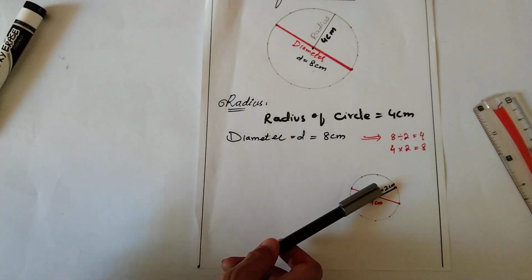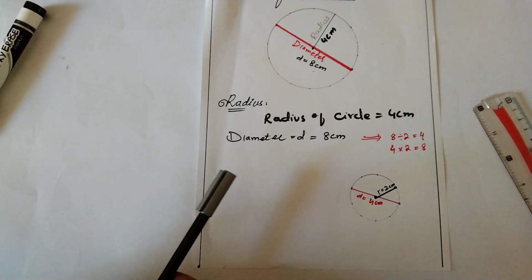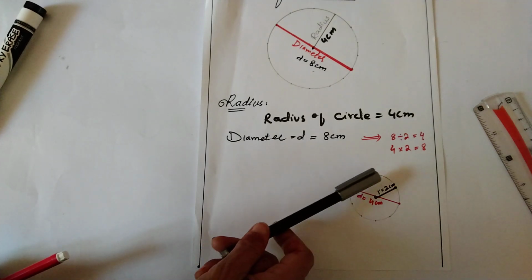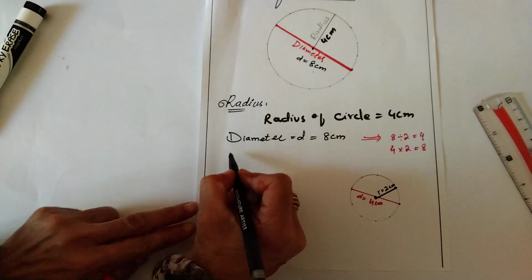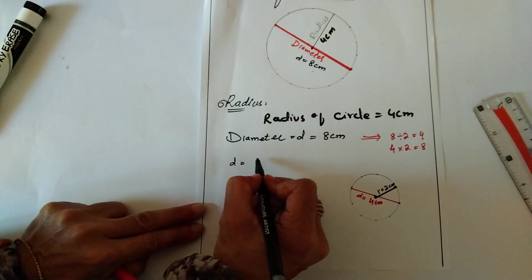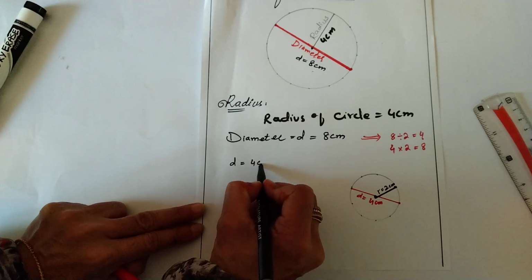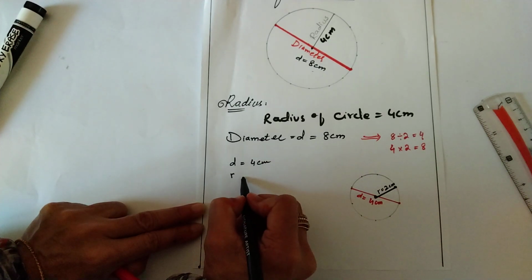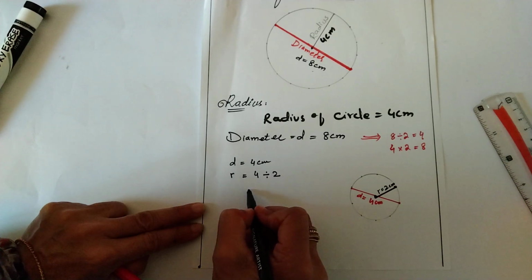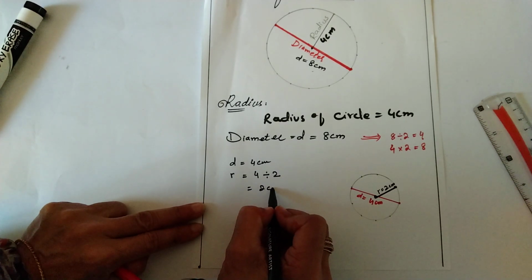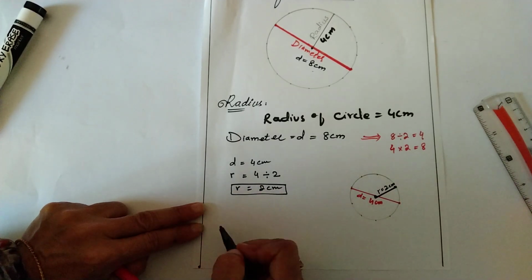Look at this. Radius is the half of the diameter and diameter is the double of the radius, because the double of the radius, 2 twos are 4. As the diameter is 4 centimeter, to find the radius from this diameter, you have to divide this by 2. So 2 twos are 4. Look at this. The answer is the same.